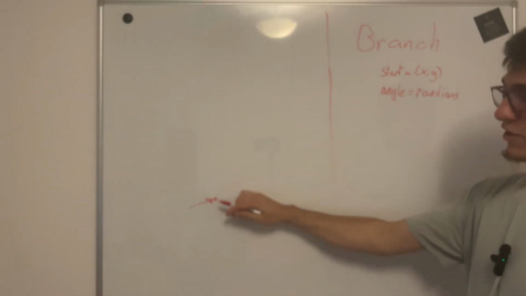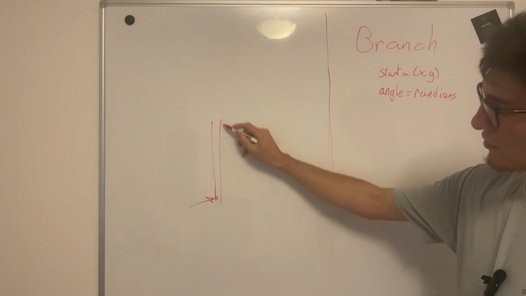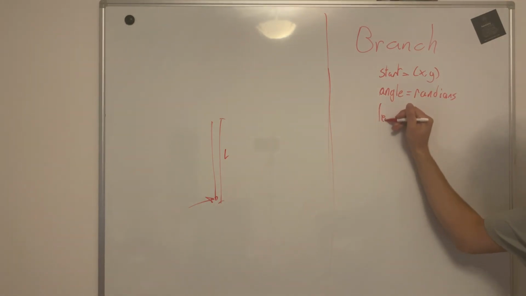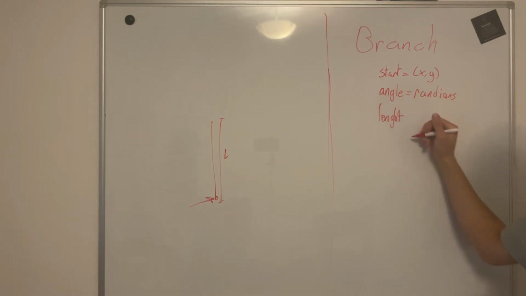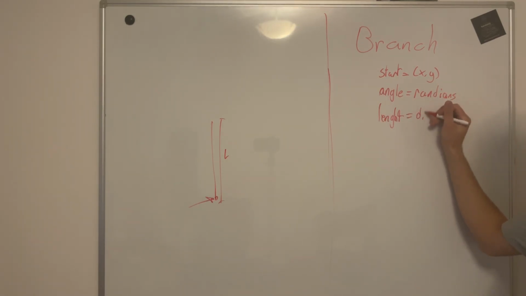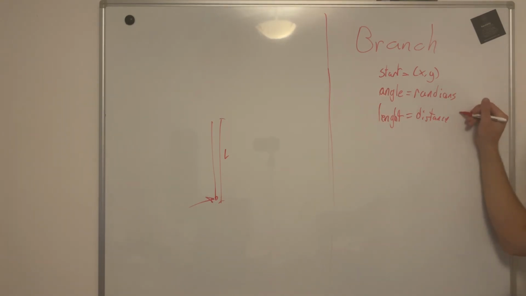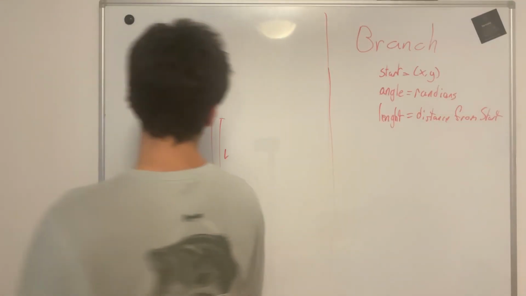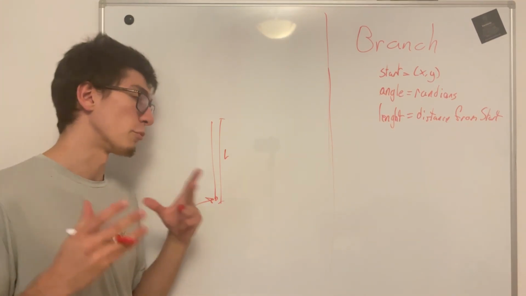What else? It needs a given length. So it needs to go this distance over here, and this distance is the length. Length, distance from start. So that's pretty much the attributes of the branch.